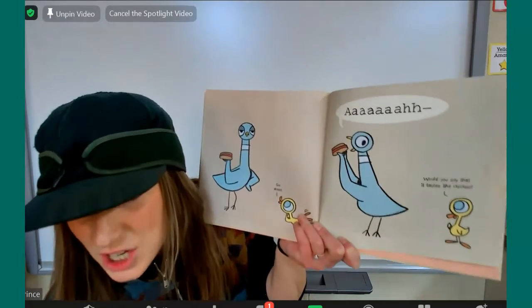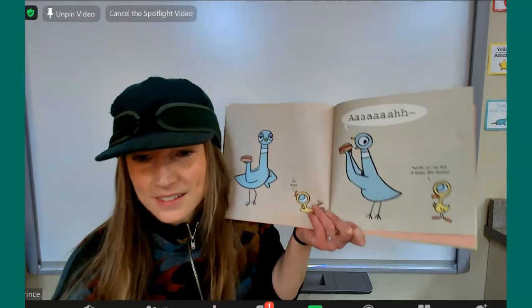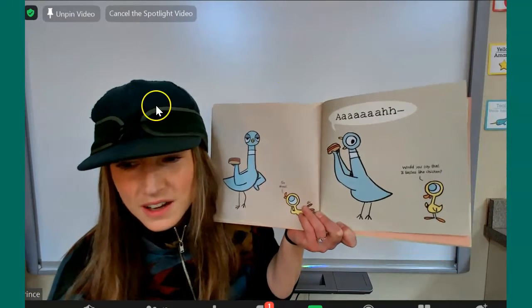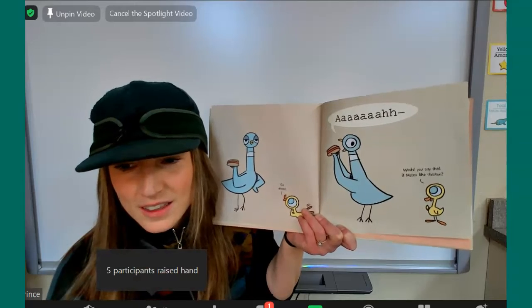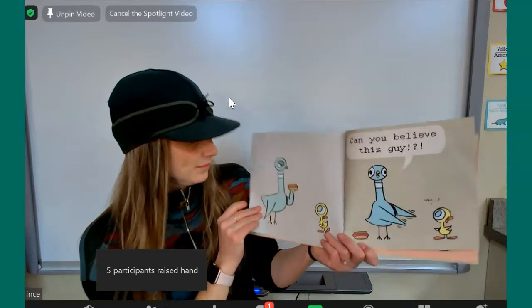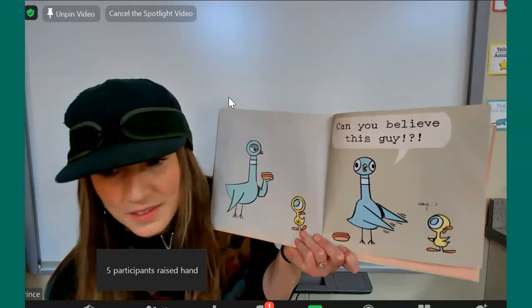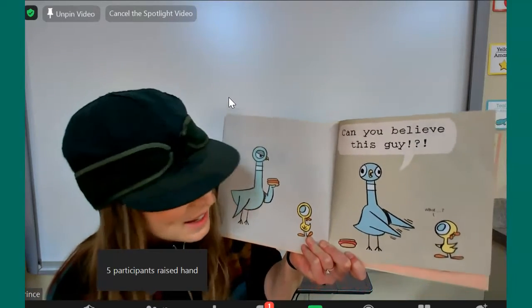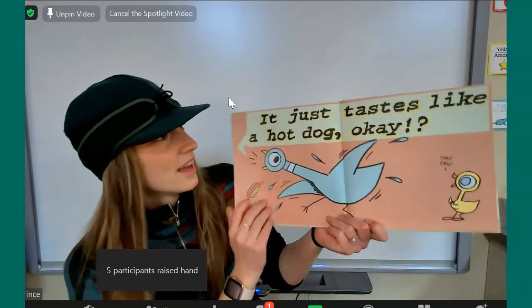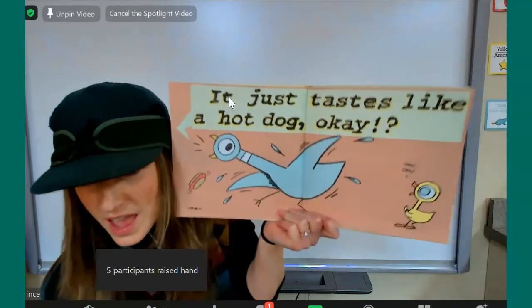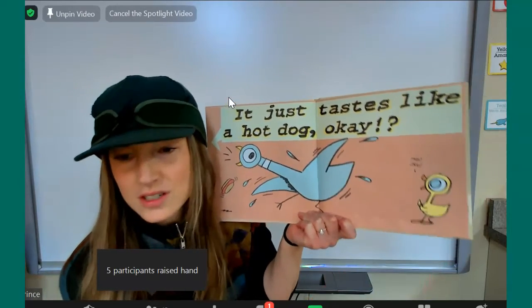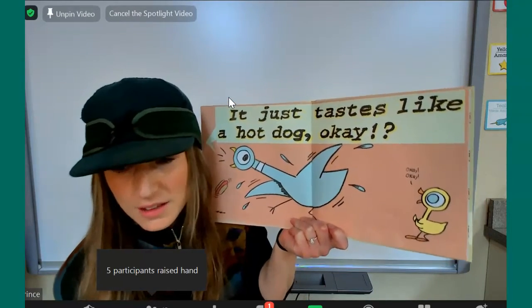Would you say that it tastes like chicken? Who just said that? Xander, who just said that in the story? Duckling. The duckling just said that, yep. And then the pigeon says, "Can you believe this guy?" Duckling says, "What?" "It just tastes like a hot dog, okay?" Okay. Who just said that, Petra?